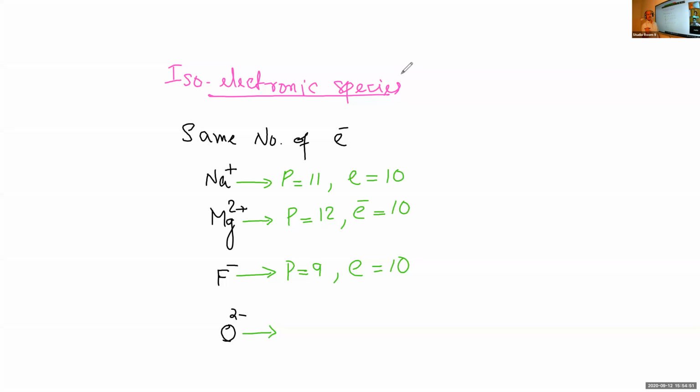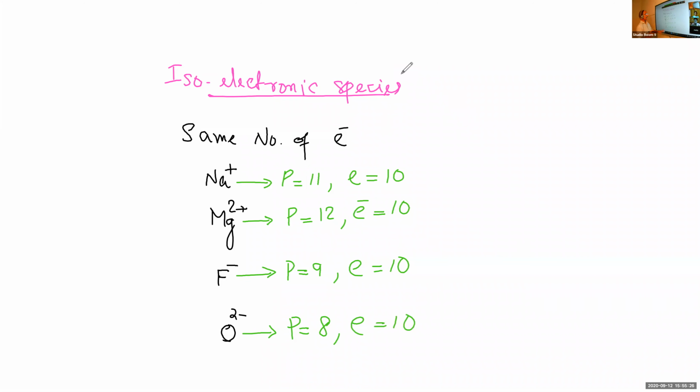Oxygen atomic number is equal to 8. Therefore, the number of protons is equal to 8. If it is an oxygen atom, there will be 8 electrons. But it is an O minus 2 ion, so 2 more electrons are added. So the total number of electrons will be 8 plus 2, that is equal to 10. Electrons is equal to 10.